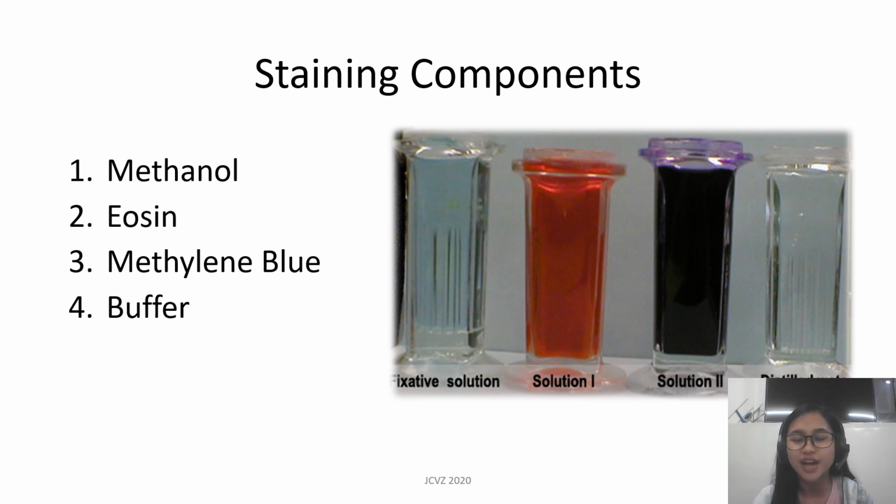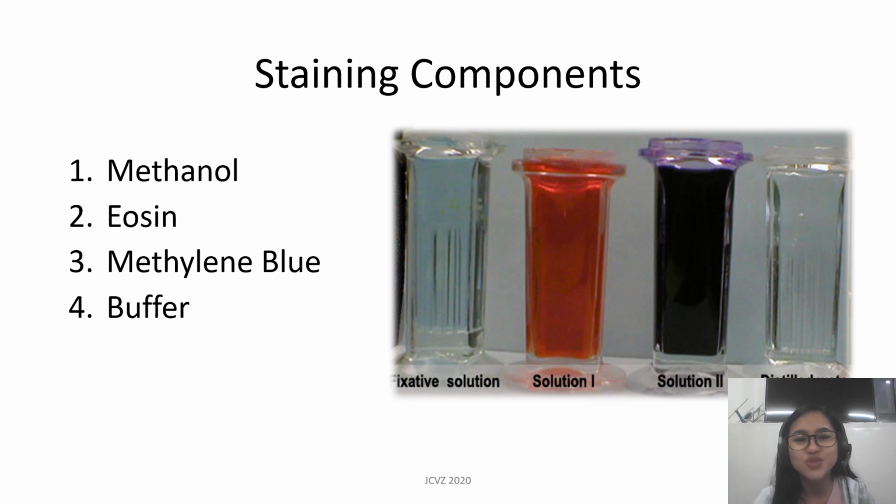Moving on, our next solution is our methylene blue. Our methylene blue is a basic stain. As we mentioned earlier, a basic stain gives color to the acidic portion of the cell, and the acidic portion of our cell is your nucleus, because your nucleus contains your DNA and your RNA. DNA means deoxyribonucleic acid, and RNA means ribonucleic acid.